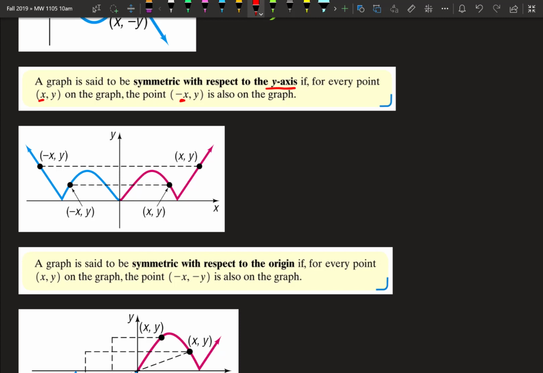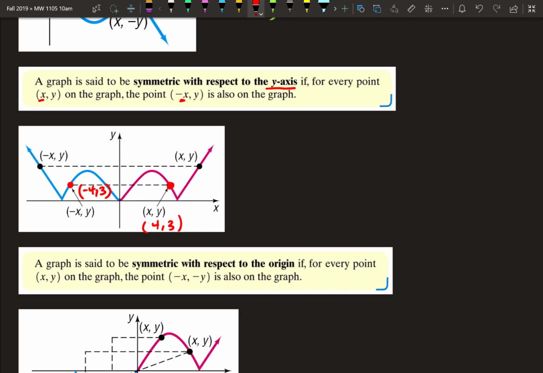So the opposite of y is x. That's why the x is being switched. So if we had a point right here at, let's say, -4, 3, that means this point right here would be 4, 3. You notice the x is the only thing that changed.